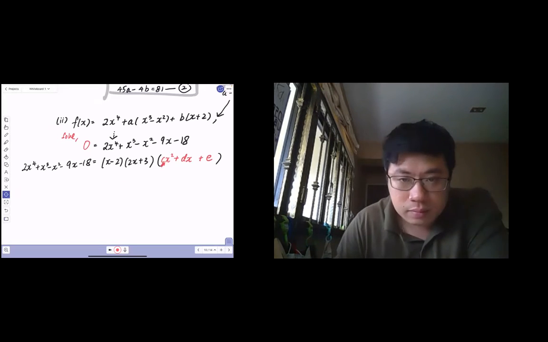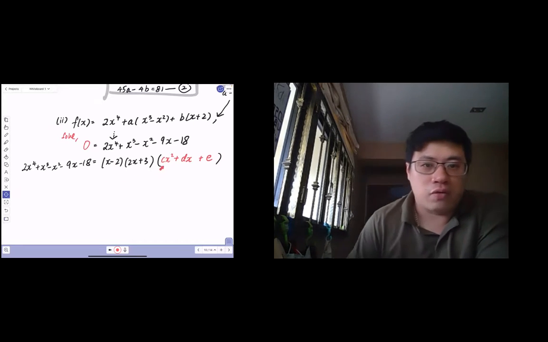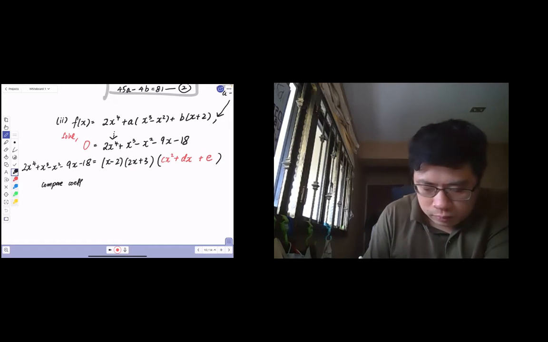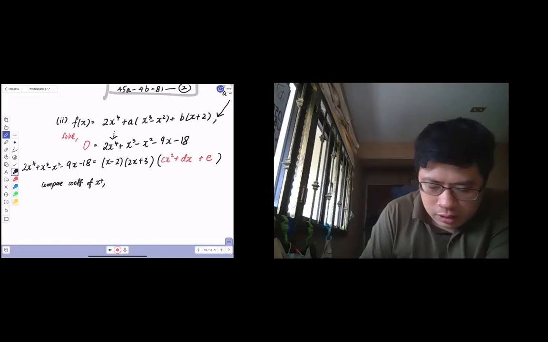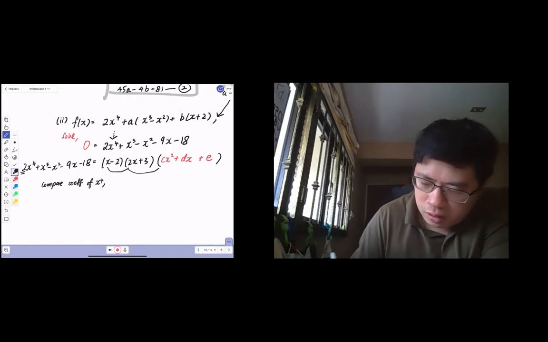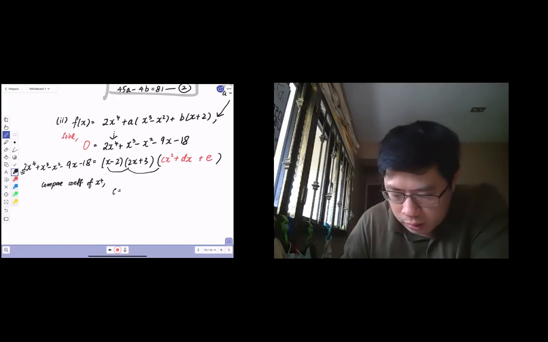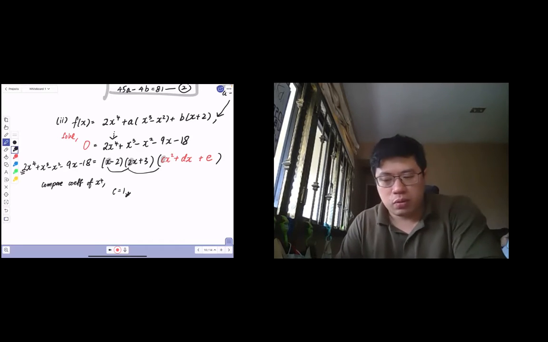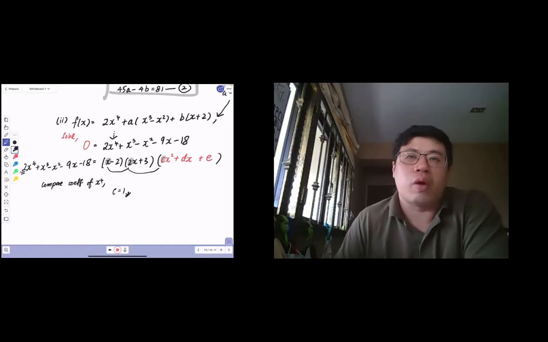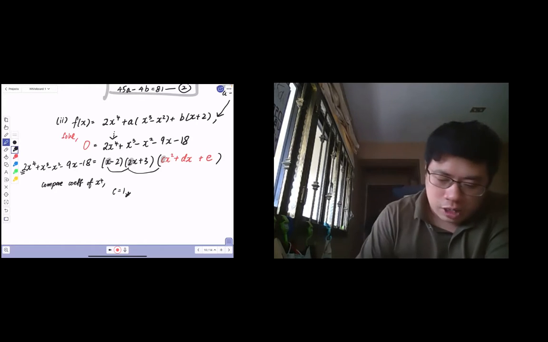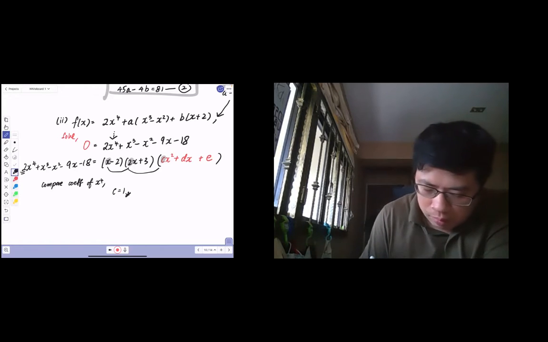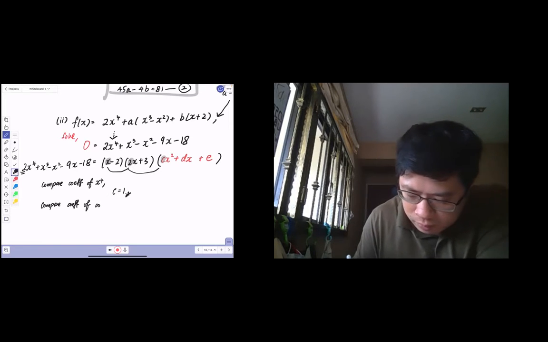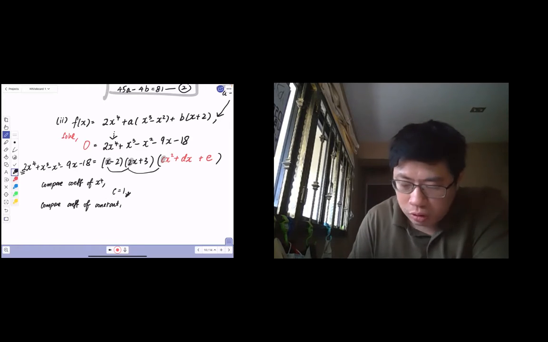Now, see here, if you compare the coefficient of x to the power 4, you can see that c is equal to 1. Because it's 1 times 2 times c, which is 2c, 2c equals 2, so c equals 1. Next, I can compare the coefficient of the constant. So you see, you need not use long division if you don't like.